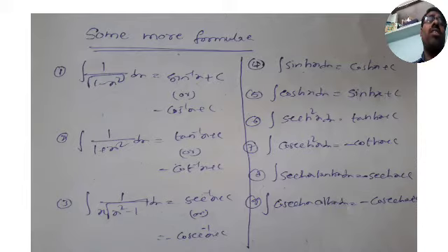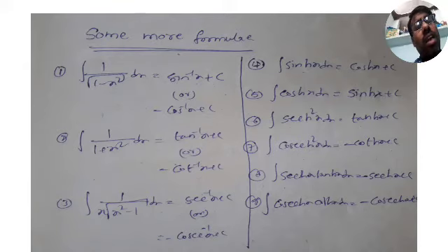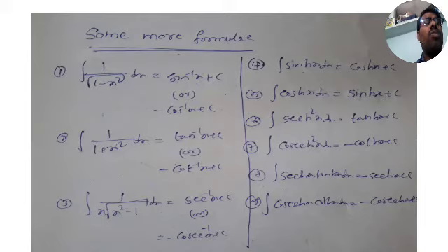Integration of sinh x is cosh x plus c. Integration of cosh x is sinh x plus c. Integration of sech square x is tanh x plus c. Integration of cosech square x is minus coth x plus c. Integration of sech x tanh x is minus sech x plus c. Integration of cosech x coth x is minus cosech x plus c. Very good guys, very good.